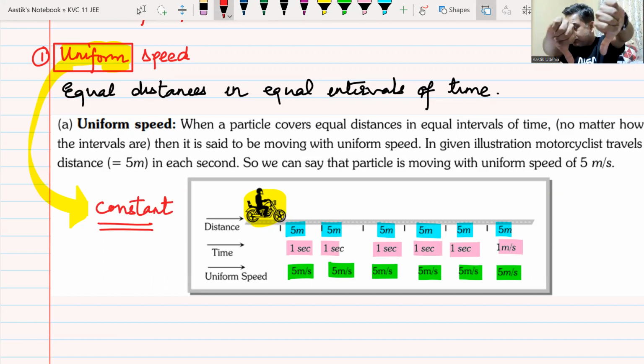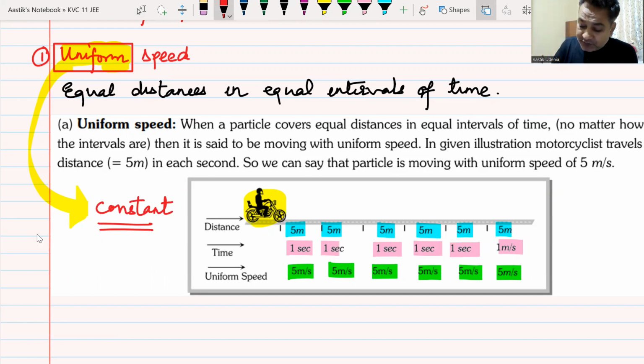This is a yes, this is a no. Remember, all these small things are going to make a lot of difference in the eventual answer. As everyone noted this down, you don't have to write too much. Just write equal distances in equal intervals of time. It is moving with constant speed. This is just to show you how it moves. Shall we move ahead?